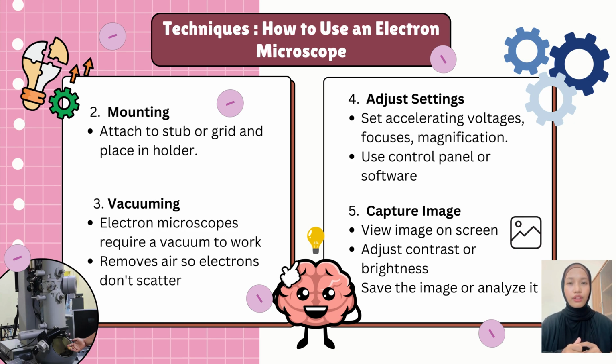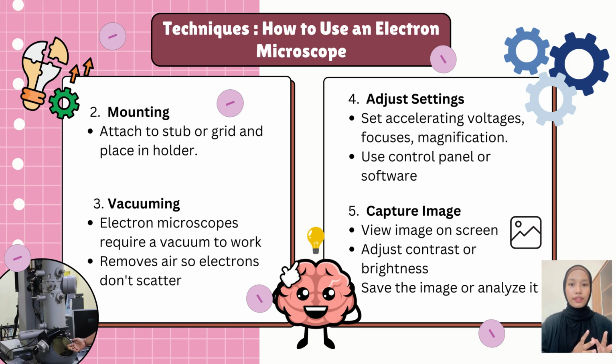Maybe you guys keep wondering why it's a vacuum. It's a vacuum because electrons are tiny and they can scatter or lose direction if they hit air particles. A vacuum keeps the electron beam clean and accurate, giving us a sharper image.